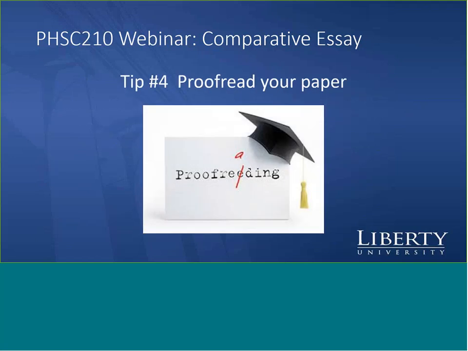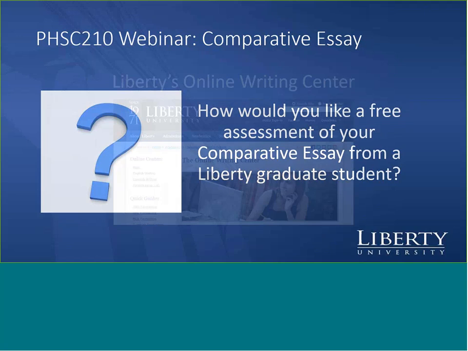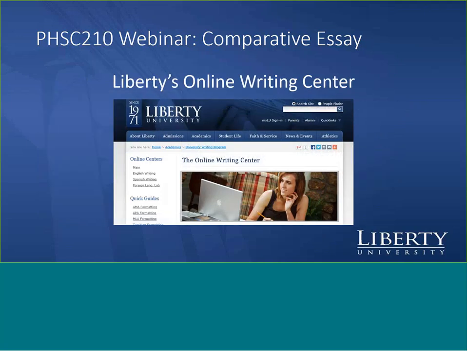Tip number 4, proofread your paper. Proofreading takes a little bit of work, but it will help. And let me point you to a resource that's available through the university, a free assessment of your comparative essay from a Liberty graduate student. This is available to all of you for free. It's part of the services that are available for you as a Liberty student. And this particular resource is called the Liberty Online Writing Center, the OWC, we sometimes refer to it.